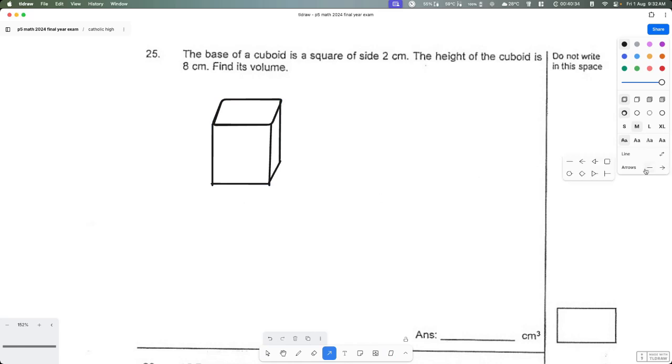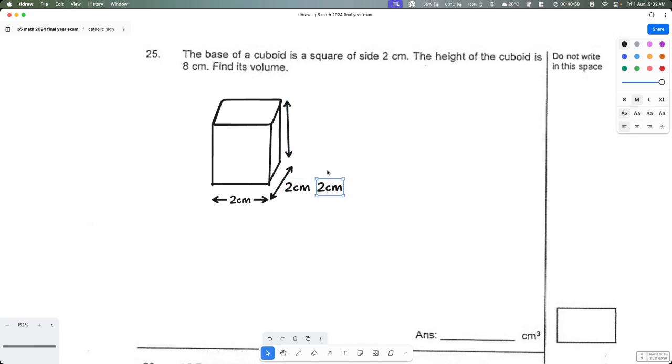Okay, if I were to draw it, basically what it means is that this is 2 centimeters, 2 centimeters, and then this is also 2 centimeters. Beside it, 2 centimeters, and then the height as well. In this case, it's 8 centimeters. So what's the volume? I think it's pretty straightforward.